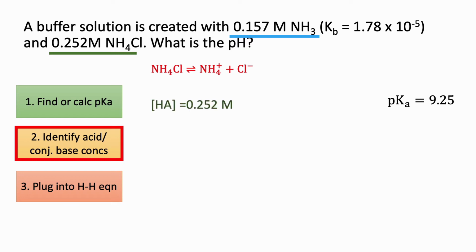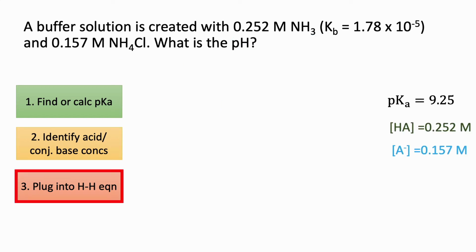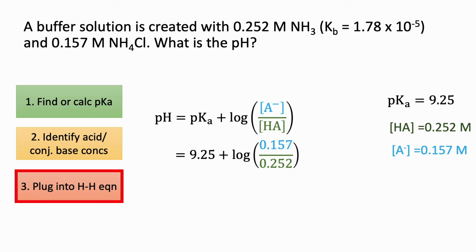Our HA concentration is going to be 0.252. Our conjugate base concentration, A minus, is going to be 0.157. And now we can plug those concentrations into the Henderson-Hasselbalch equation. So 9.25 plus the log of 0.157 divided by 0.252 gives us a pH of 9.04.